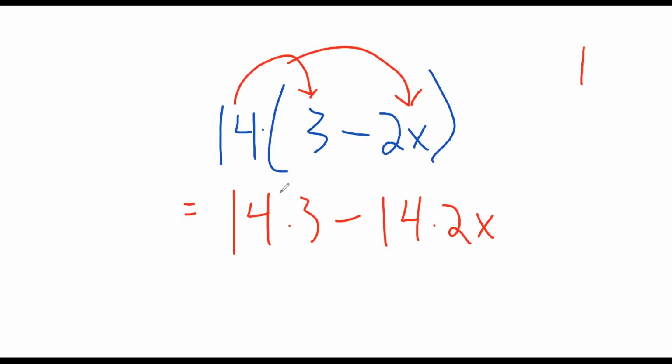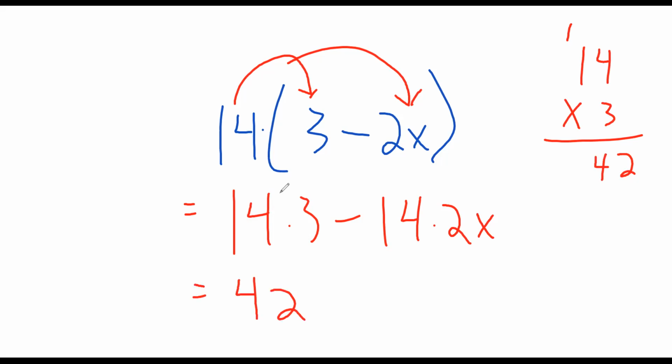14 times 3, well, that's not on our 12 by 12 table. So if we want to do it old school, that's fine. 3 times 4 is 12, carry the 1. 3 times 1 is 3, plus 1 is 4. So we're gonna end up with 42 minus.